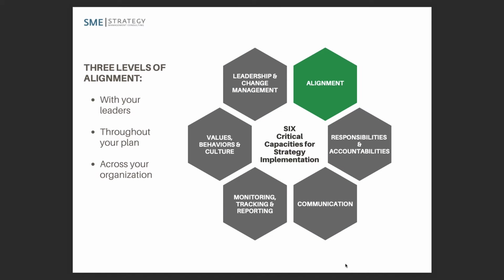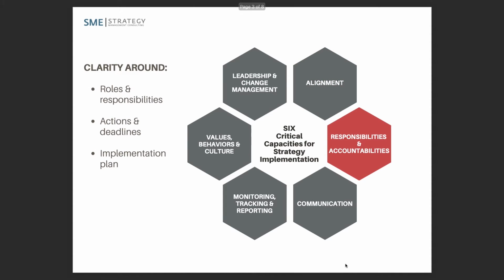So the first step is getting alignment. We cover that in our strategic alignment program, and it's really about getting alignment with your leaders. But the secondary steps are getting alignment throughout your plan and across your entire organization. If you only have alignment at the board level or only have alignment at the leadership team level, you're not going to have enough alignment to be able to accomplish your plan successfully. So what do you have in place to successfully align your entire organization and keep them aligned over time?